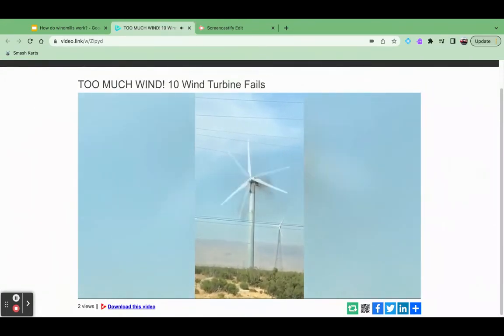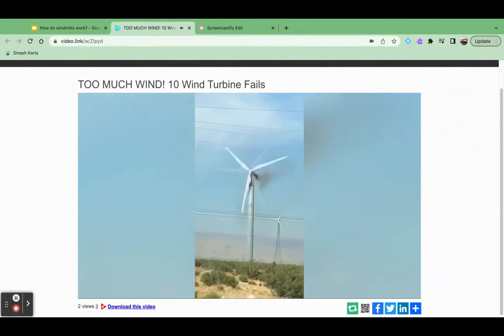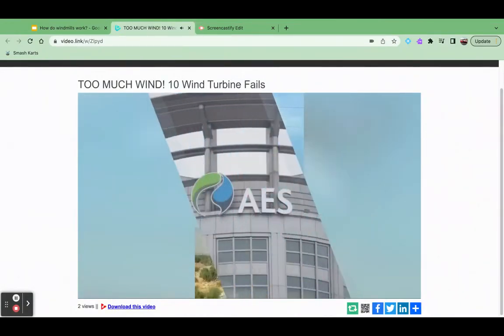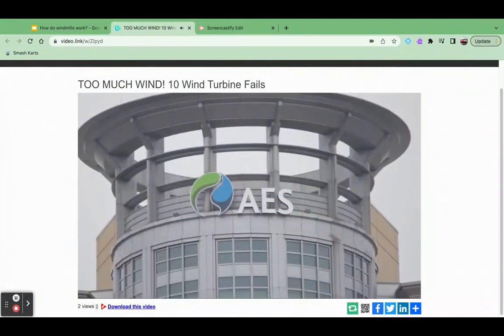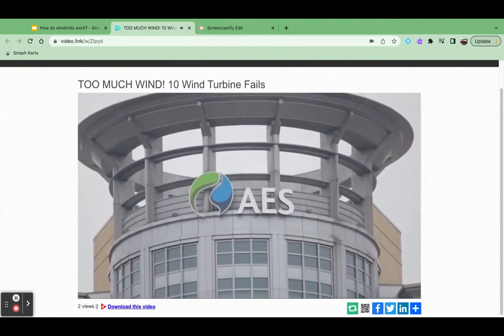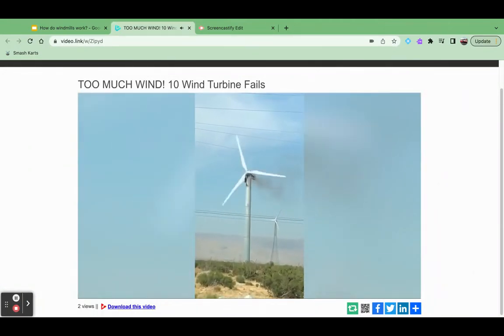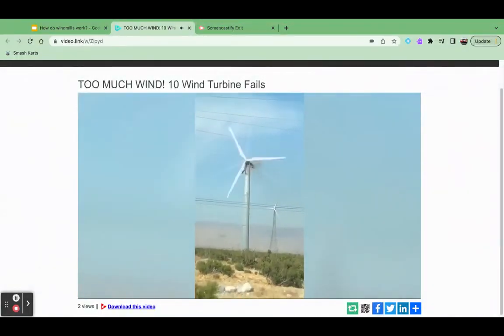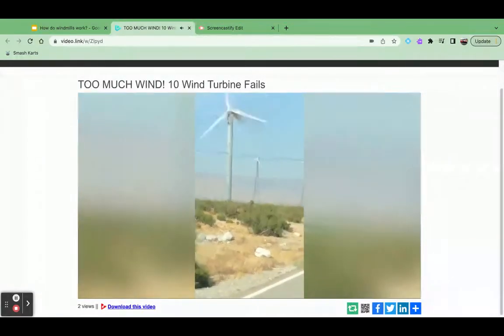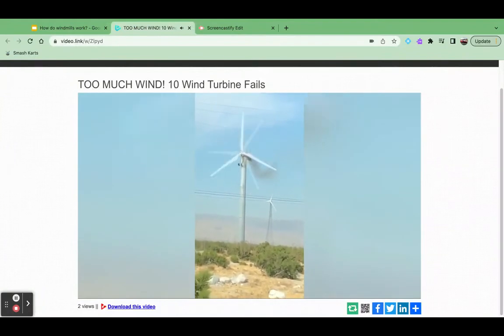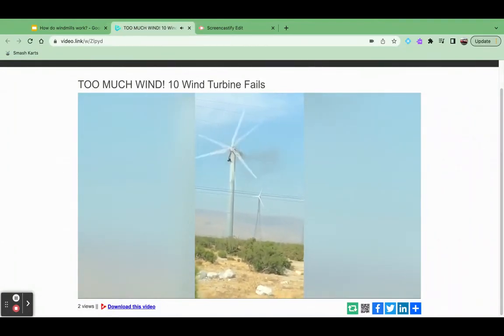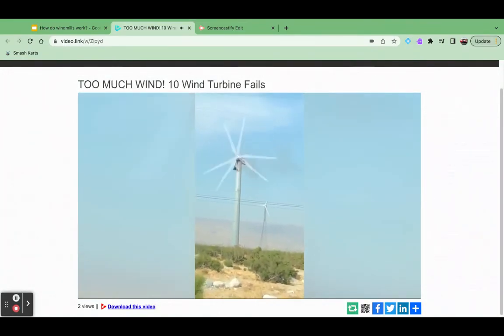The blades of the turbine spun so quickly that onlookers couldn't even see them. The turbine was owned by AES Company, and it's not known what caused the failure. Employees were helpless as the blades spun. They were told that the only way to stop it was to wait for the wind to die down. If the turbine had broken apart, it could have become very dangerous, which is why the highway remained closed until the turbine was under control.